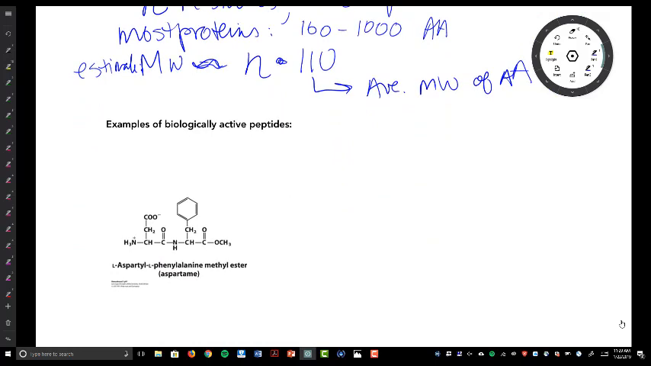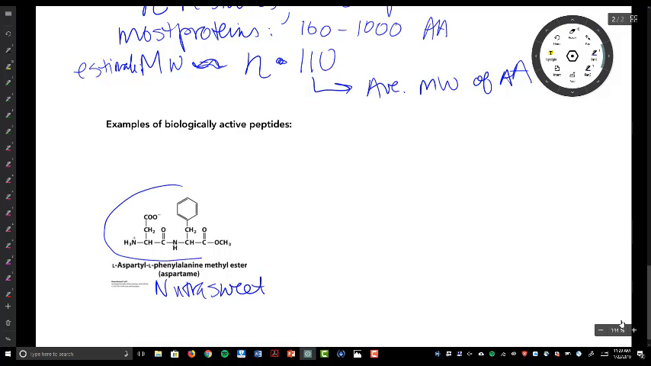And then finally, some examples of biologically active peptides that we see in nature. One key example is aspartame or NutraSweet. And so that's one of the reasons why NutraSweet or aspartame works as a sweetener, because it's actually a peptide, not a sugar. It doesn't have a sugar ring. So take a minute. You'll notice that the amino acids contained there are modified aspartate and phenylalanine.